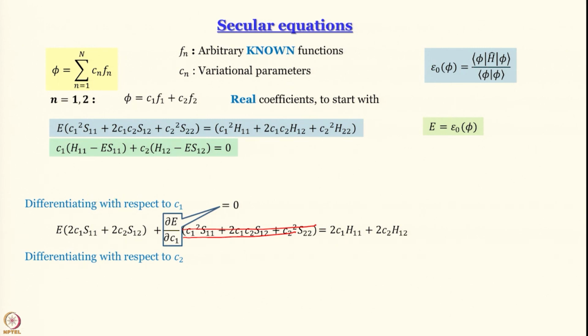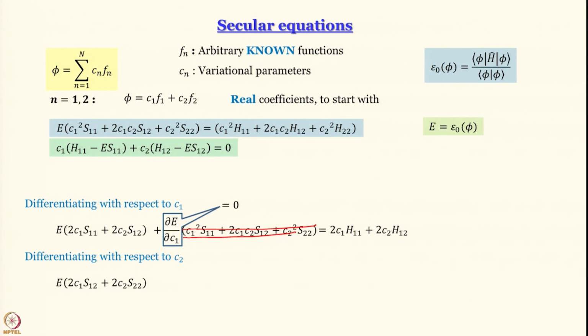Then terms in C2 would be, we are bringing to right hand side, remember. So, C2 multiplied by H12 minus E S12, right, that is what the coefficient of C2 is on the left hand side. So, from there we get this linear equation in C1 and C2. Remember, C1 and C2 are variables.